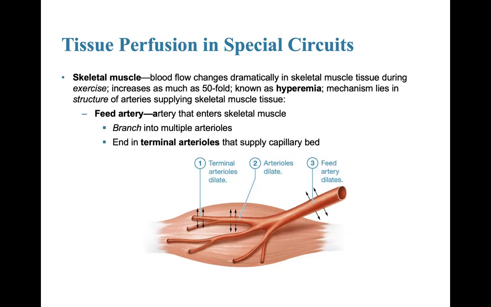In skeletal muscle, blood flow changes dramatically, and you can actually see tissue perfusion significantly increase with exercise. This increase can be as much as 50-fold, known as hyperemia. The mechanism lies within the structure of the arteries supplying the skeletal muscle. Your feed artery, which is an artery that enters the skeletal muscle, will branch into multiple arterioles. They will also end in terminal arterioles that supply the capillary bed.